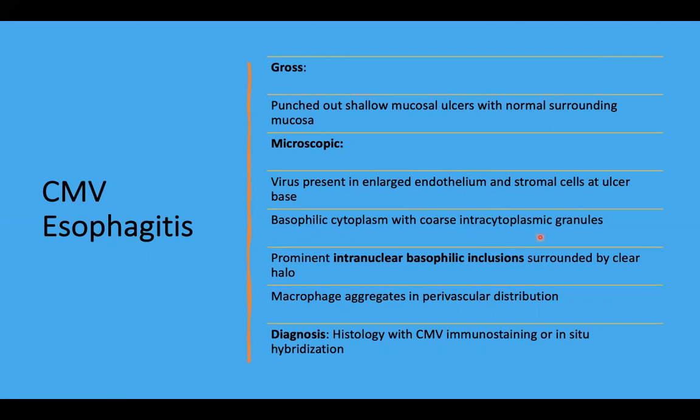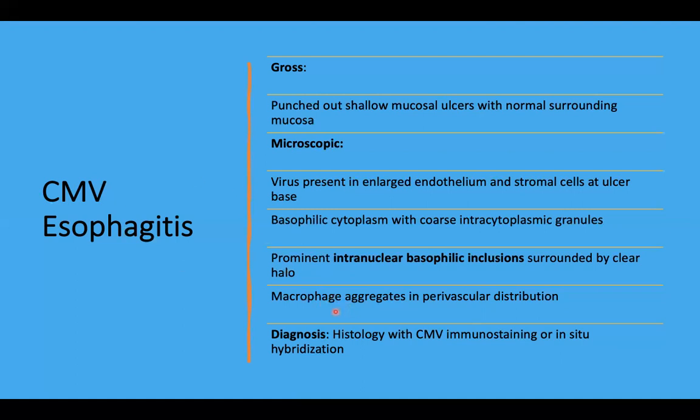Basophilic cytoplasm with intracytoplasmic granules may be seen in some cases. The most important histological diagnostic feature is a prominent intranuclear basophilic inclusion surrounded by a clear halo. Remember, this is often cited in the vignette. Prominent intranuclear basophilic inclusion surrounded by a clear halo is the catching point for CMV esophagitis. Macrophage aggregates are seen in a perivascular distribution, which is another feature of CMV esophagitis, though it is not specific and can be seen in herpes infection as well. It is not uncommon to get both herpes and CMV esophagitis in the same patient. Concurrent infection of both can be observed.